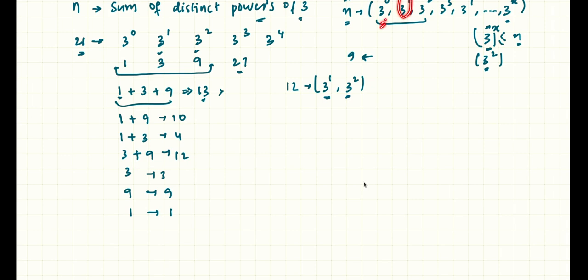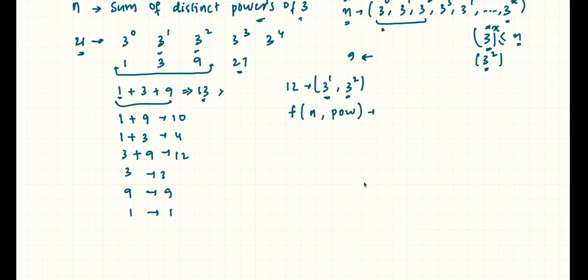So if 3 power 0 is part of a solution, let's say we have a function f which will tell whether n can be formed by including 3 power 0 or not. If I include 3 power 0... let's say we haven't included 3 power 0, that means we have to form a number with the remaining elements. So I will have the second parameter as power.